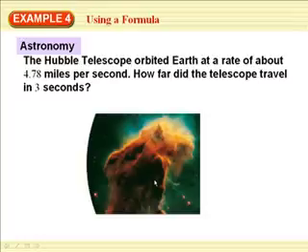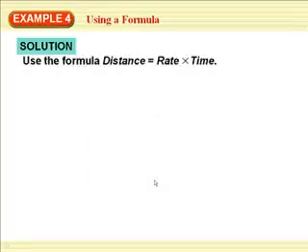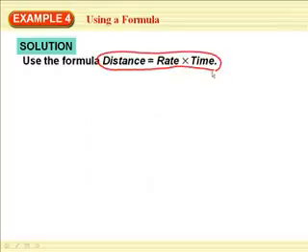The Hubble telescope orbited Earth at a rate of about 4.78 miles per second. How far did the telescope travel in 3 seconds? Okay, the formula that we're using in this is called the distance formula. This is very important, this comes up so often, and it's such an easy formula to remember, that your distance equals your rate times your time.